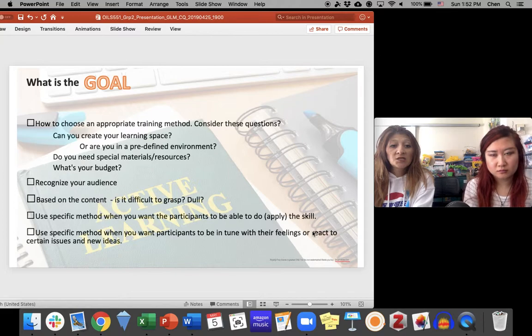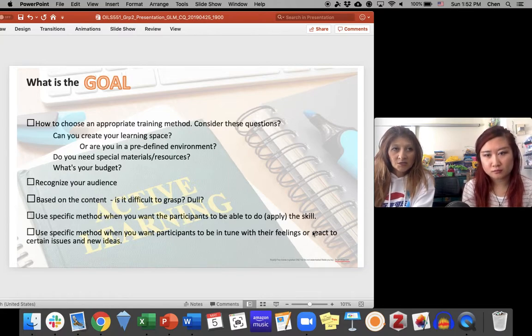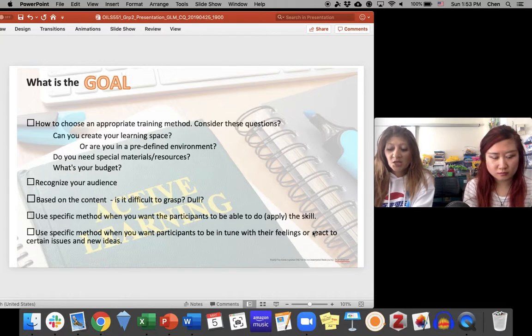The next thing is, do you need special materials or resources? And with that, of course, do you have a budget? Some of these might cost some money to put together to be effective, and you need to think of that. The next thing is recognizing your audience. Do you have people that you think will be active participants right away, or are you going to have to work really hard to bring them out of their shell, where sometimes the writing activity might be better suited for them? Based on the content, is it difficult to grasp? Is it dull? Is it something everybody's excited to learn? That will also influence which approach you go with.